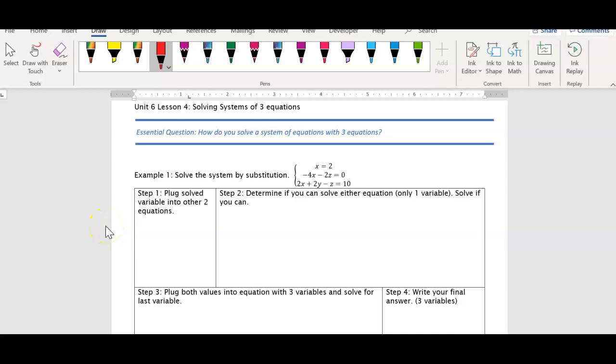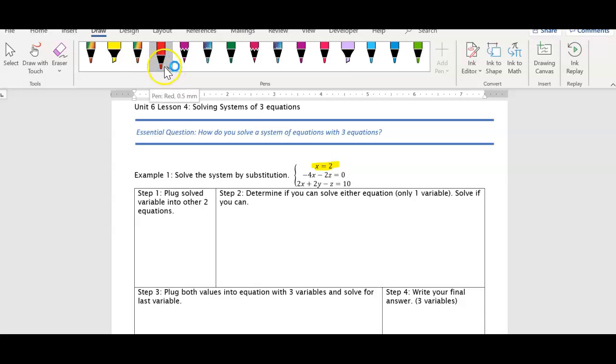Lesson 4 is solving systems of three equations. So basically what we're saying is that we're finding where three different lines would connect. One of the equations will already be solved. So when we look at our first example here, the x equals 2 is already solved. That means that we have one of our answers already.